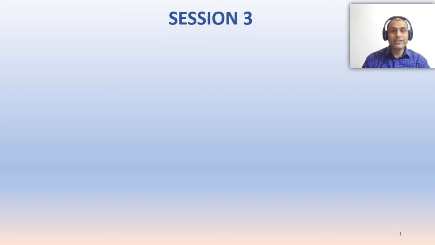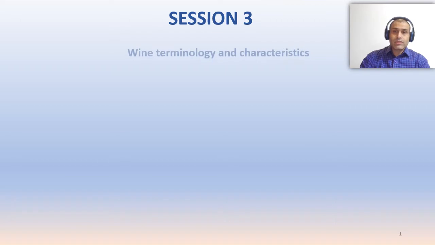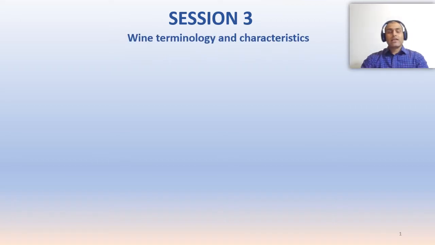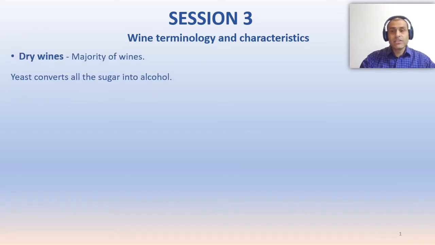Okay, moving on to session 3 for this module of level 1 in wines, introduction of level 1s in wine. We would now talk about different wine terminologies and characteristics that involve the wine world and the wine making, the wine production, things like that. The first and foremost important terminology would be dry wines.